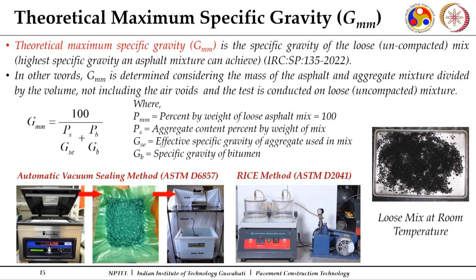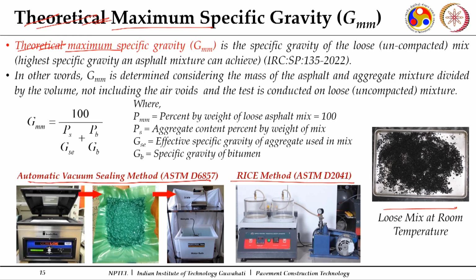There are techniques which are used for determining the specific gravity, and we call this specific gravity the maximum specific gravity, not the theoretical maximum specific gravity. We will refer to it as maximum specific gravity. The maximum specific gravity is determined especially for loose mixes, and there are different techniques which are used. Two most common are the Rice specific gravity method, and the automatic vacuum sealing method.